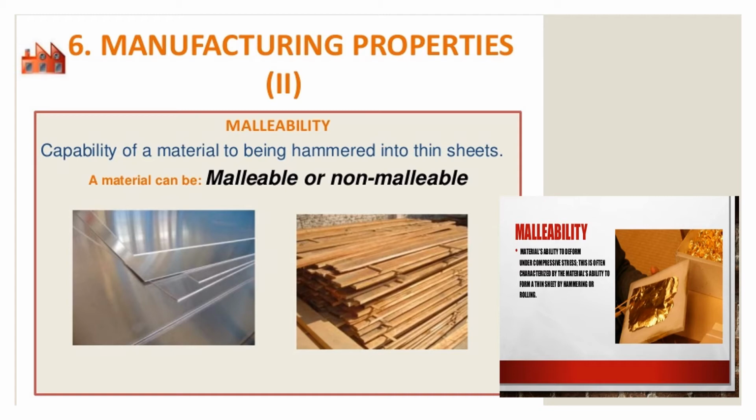Aluminium is a metal, but it can be converted into thin sheets, so it is malleable. But can we convert glass or wood into thin sheets? We cannot. So these are non-malleable. So this is about malleability.